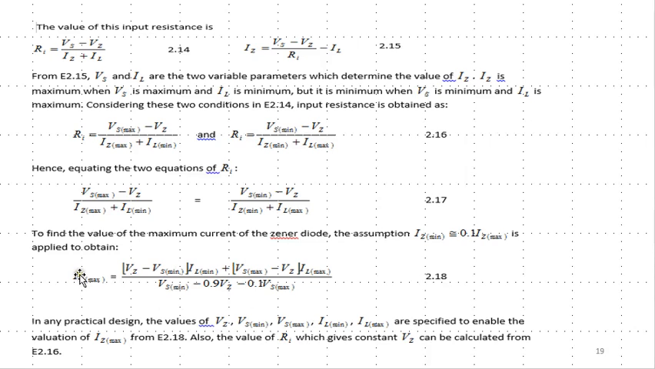Meaning, if you want to find your Zener current, all you need to do is to know the Zener voltage, the maximum supply and the minimum supply, and also the maximum load current and the minimum load current. You can substitute and get the value of your Zener current at its maximum value.